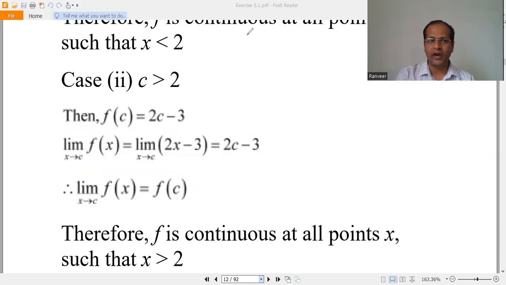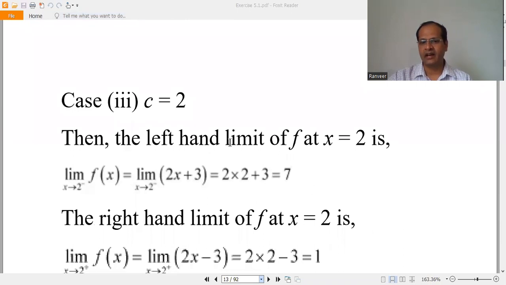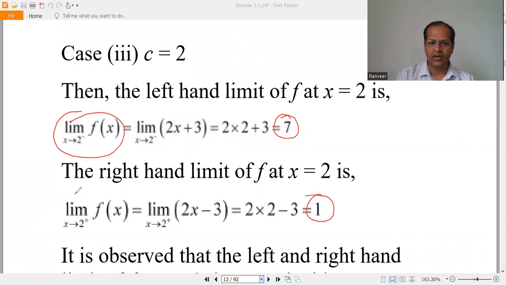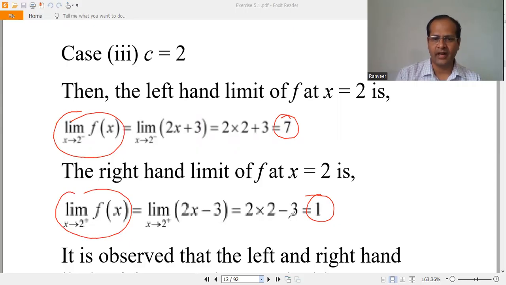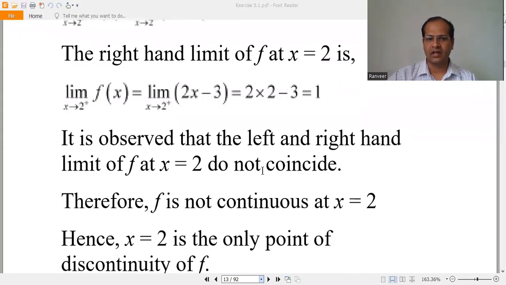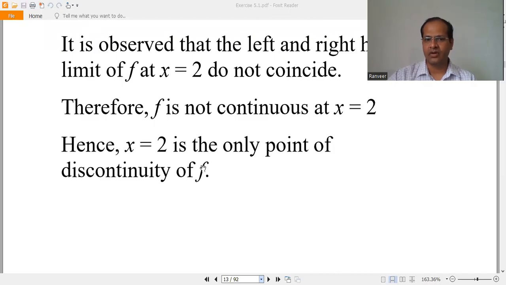But at the point 2, if we check, the function definitions for the left and right hand values are different. So here the values at 2 minus and 2 plus are both different. So the left and right hand values are not the same. So the function is not continuous at x equal to 2.